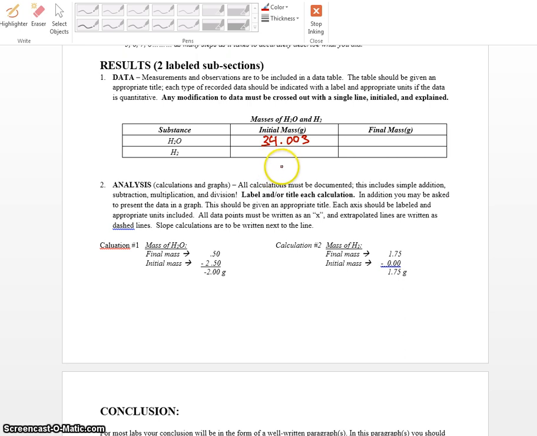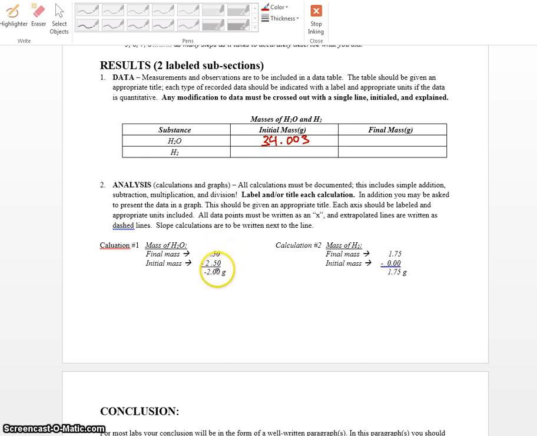Now, there are mainly two different types of analysis that we will do: calculations and graphs. We'll start with calculations. If you notice the two examples that you see here, some very important things to note are, number one, that the calculation is labeled. It says right here what that calculation is: mass of water. The other thing to notice is that the calculation is shown in detail, including having the correct significant figures.